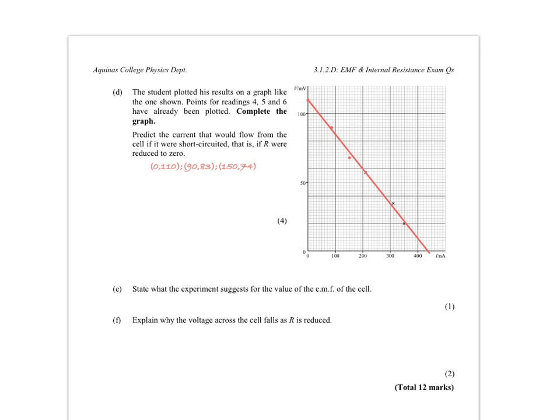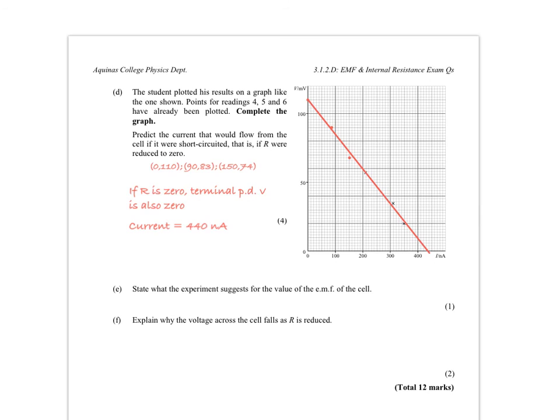So once we've done that, we then need to work out the current when this is short-circuited. So when it's short-circuited, when R is 0, the terminal potential difference V will also be 0. There's no components for the charges to transfer energy at the external part of the circuit. And so what we're looking at here then is what's the current when the potential difference is 0. So our current there is about 430, 440 nanoamps, something like that.